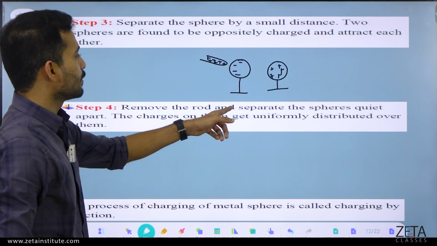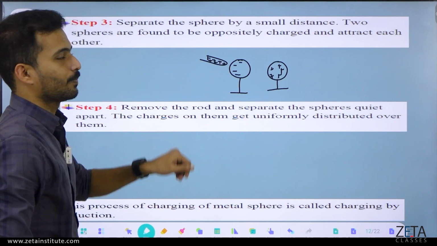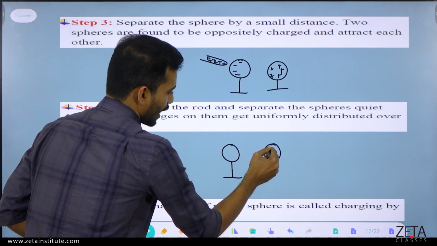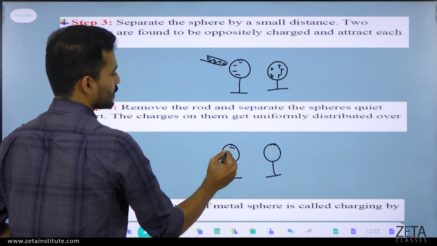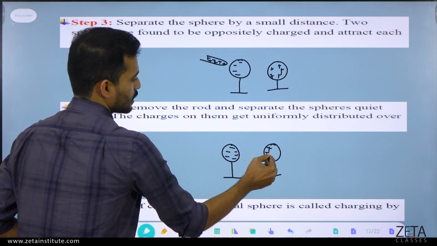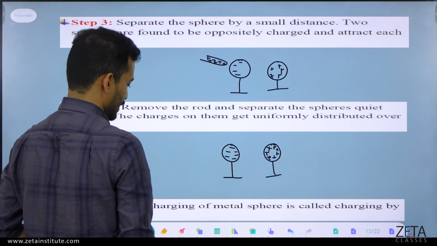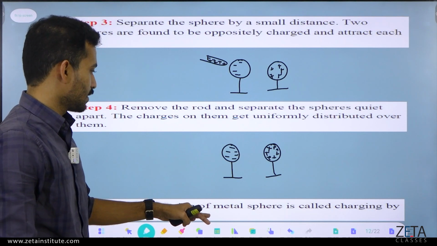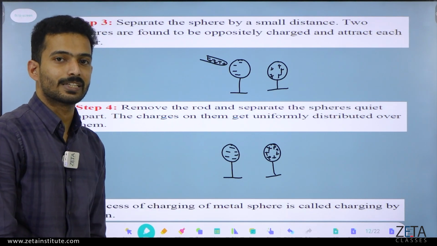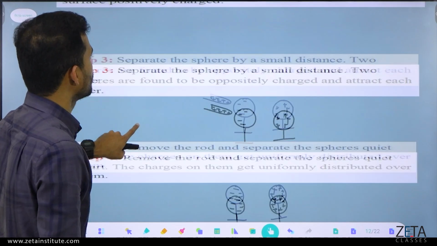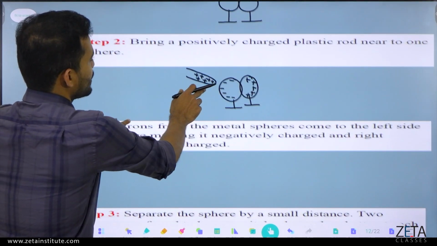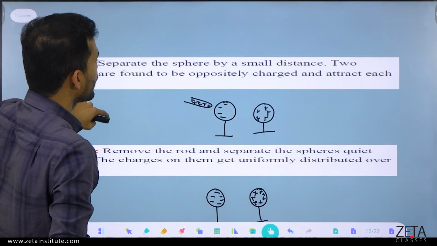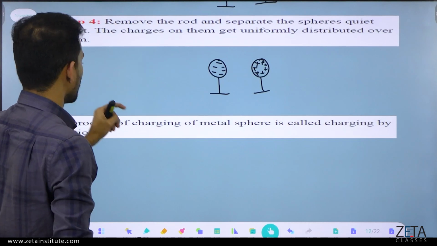Then what is the next step? Remove the rod and separate the spheres quite apart. So this will get negatively charged and this will get positively charged. Okay, so this process of charging metal spheres is called charging by induction. Here the object is not touched by another object. We are just placing it near to the object. We are not touching. So this process of charging a body without touching is called charging by induction.